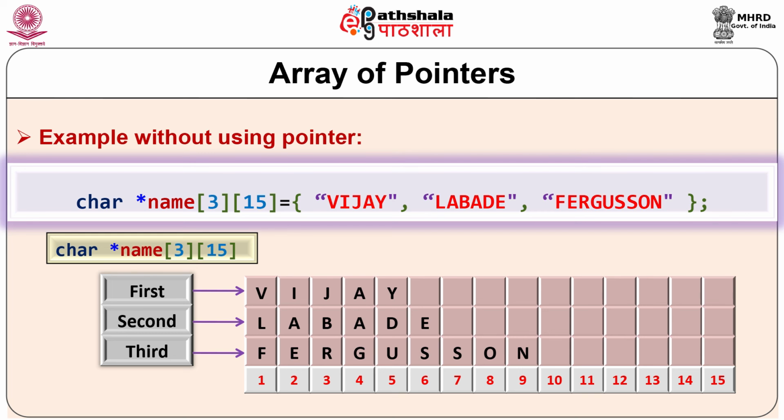In this case the wastage of memory is more, hence it is preferred to use pointers in such cases. This is the main benefit of an array of pointers. If you compare the example using pointer and the example without pointer, you will find that the example using pointer is preferred over the example without pointer because of the wastage of memory.